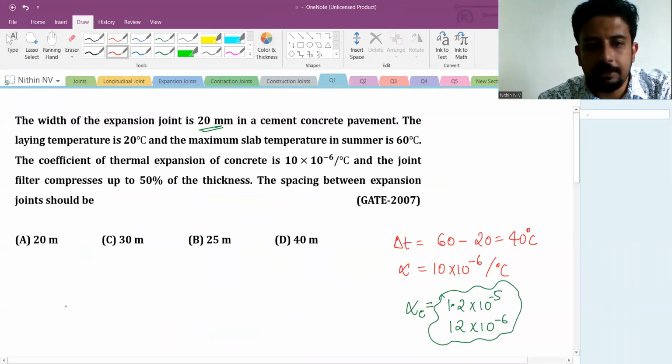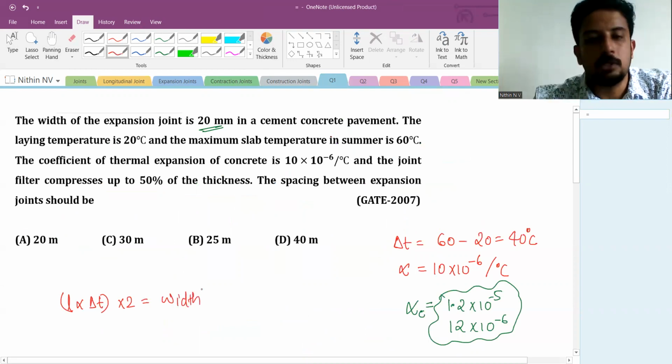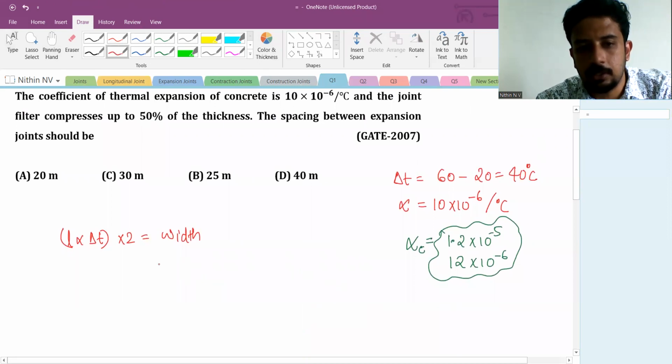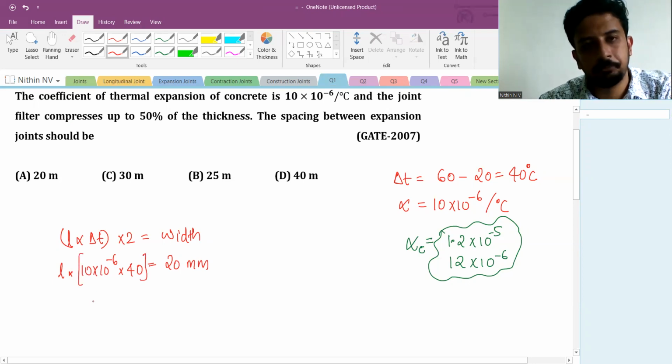Which means we have an equation: L alpha delta T into 2 is nothing but the width of the expansion joint. Now this right side is actually given in the question, 20 millimeter. Unit is very, very important. Now L into 10 into 10 raised to minus 6 into 40. See, what is the unit? Degree Celsius and per degree Celsius. That will get cancelled. So this much portion will not be having any unit.